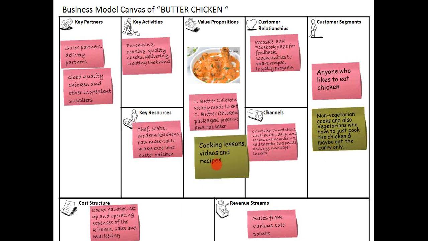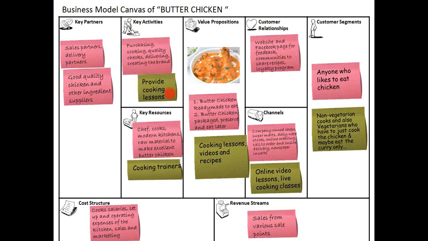In terms of value propositions, I could also provide some cooking lessons, videos, and recipes. Okay. I could have some online video lessons. I could start a YouTube channel, or do some live cooking classes as a format to deliver my particular product. I could look at cooking trainers, people who come in and train my cooks to make new flavors, new categories of butter chicken. Provide some cooking lessons as a separate activity.